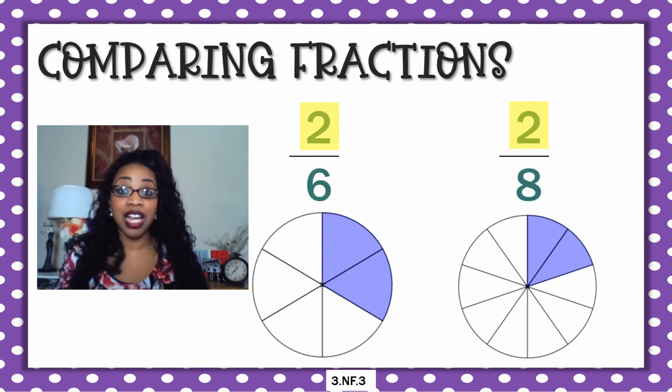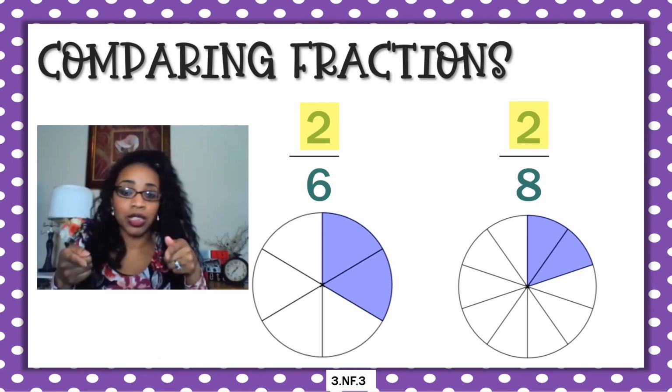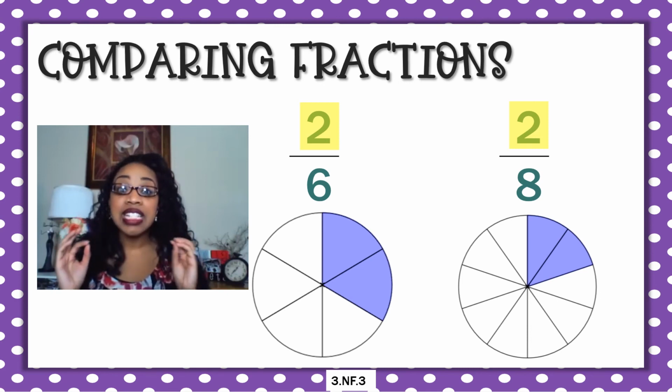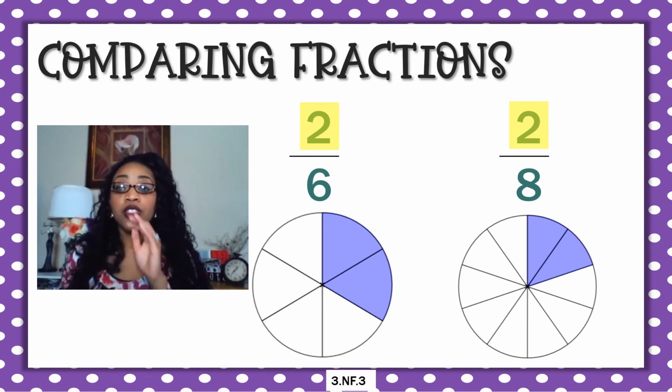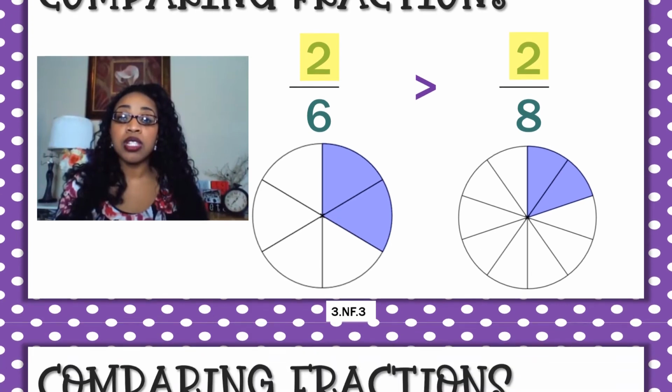We just learned with our last example that when the numerators are the same, the denominator that is the smallest is actually the bigger fraction because, let's go back to our model, I can see that 2/6 has more of the circle shaded than 2/8, just simply because the pieces are bigger. So 2/6 is greater than 2/8.